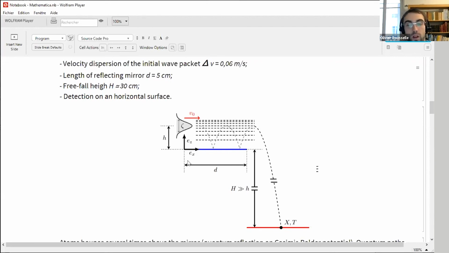But if we put a small mirror just below the initial point, we get at the end an interference figure. And all of this can be simulated with Mathematica with a semi-classical approach. And we also saw that such a design with the quantum paths improves the precision of the experiment by a factor of about 1000 compared to the classical case, which is purely classical, just a classical freefall.